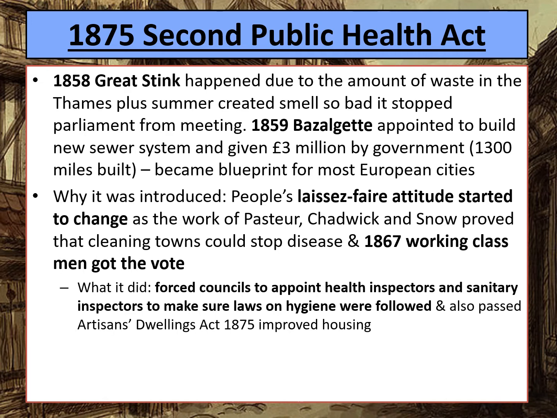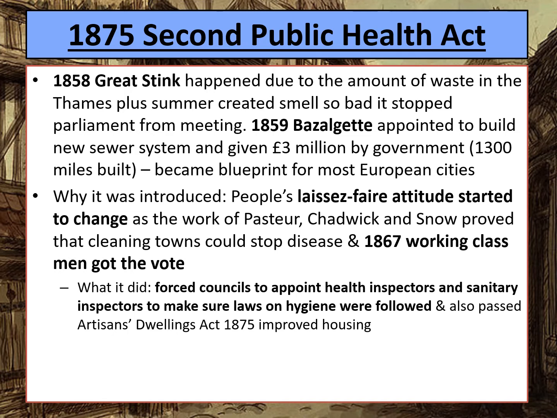So they commissioned a man called Bazalgette to try and build a new sewer system, and gave £3 million, which is the equivalent of billions of pounds in today's money, to try and build these new sewers, many of which are actually still around today, and this became the blueprint for most European cities. So this was incredibly advanced at the time and did make a real difference.